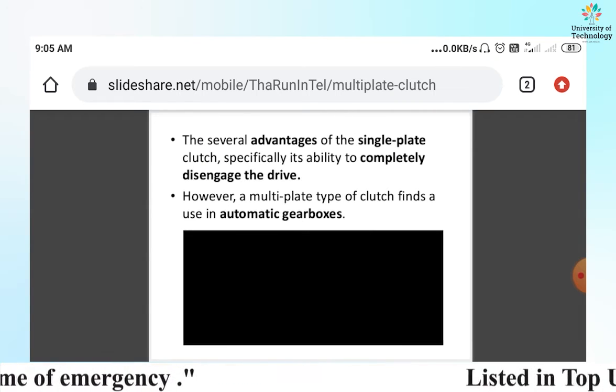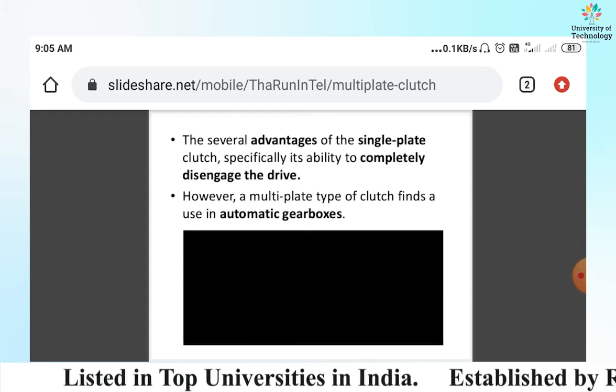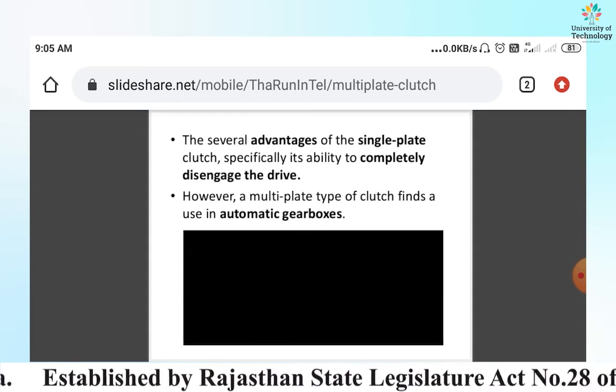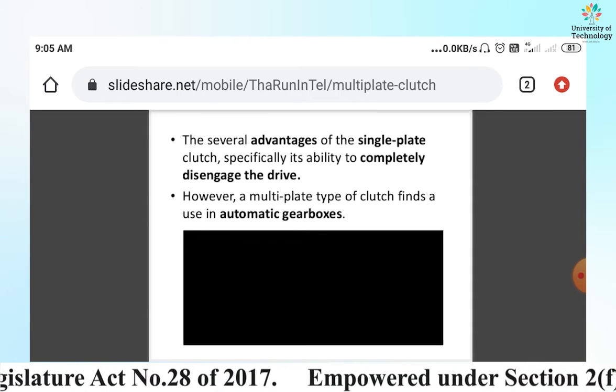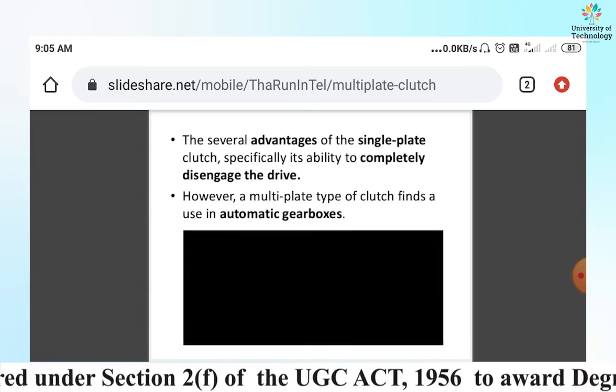There are several advantages of the single plate clutch, especially its ability to completely disengage the drive. However, a multiplate type of clutch finds use in automatic gearboxes.